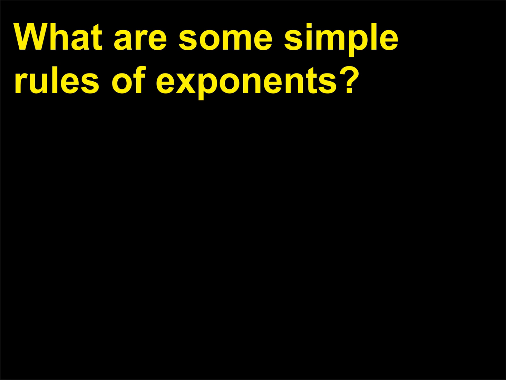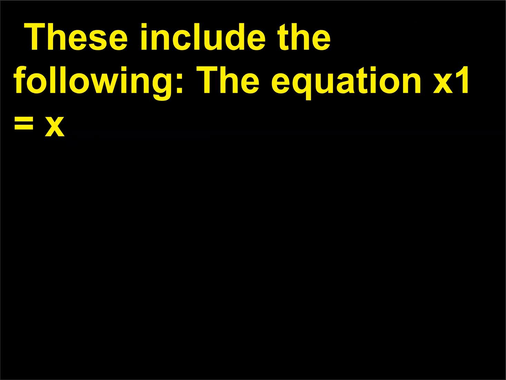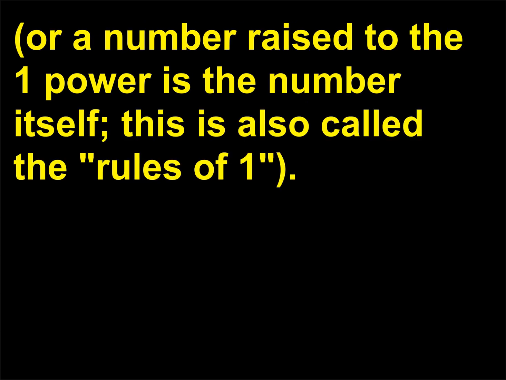What are some simple rules of exponents? There are several simple rules when it comes to exponents. These include the following: the equation x^1 = x, or a number raised to the 1 power is the number itself. This is also called the rule of 1.